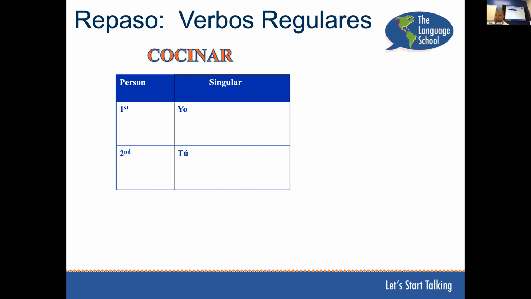Ana, cocinar, ¿qué significa? To cook? Yeah. Almost there, we go. Cocinar. So remember, you kind of want to emphasize the second to last syllable. Cocino. There you go. Cocino. Cocinas. Nikki, esquiar.